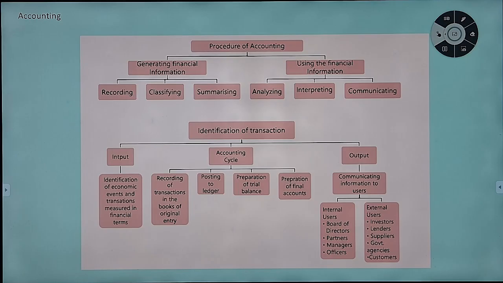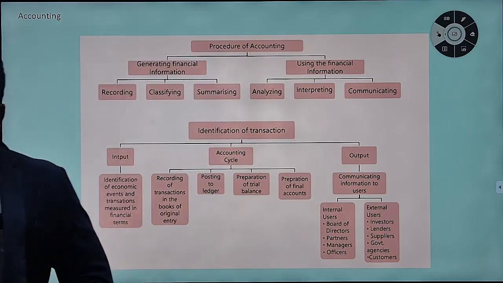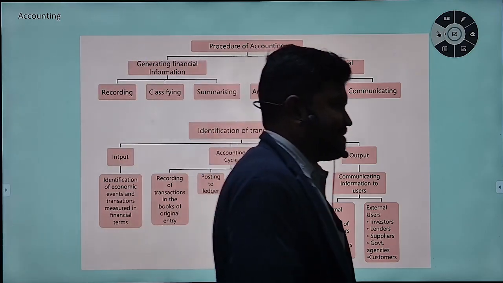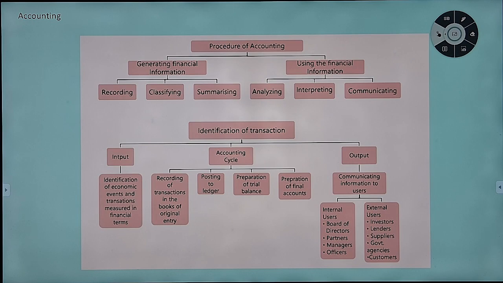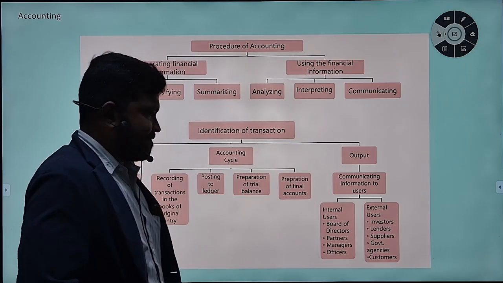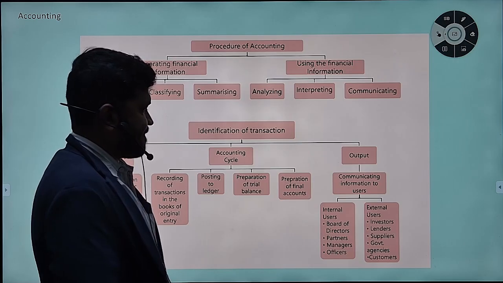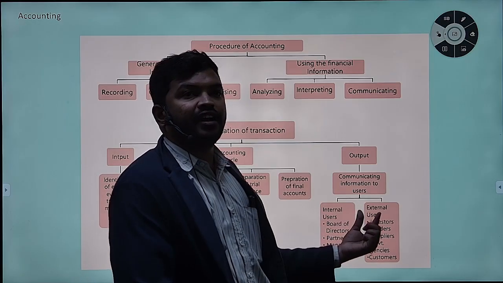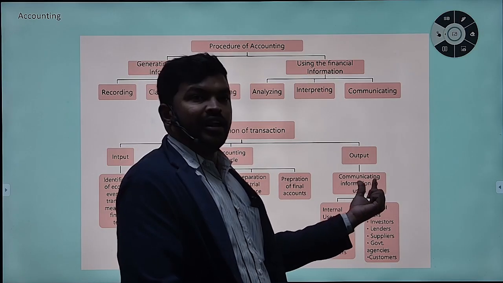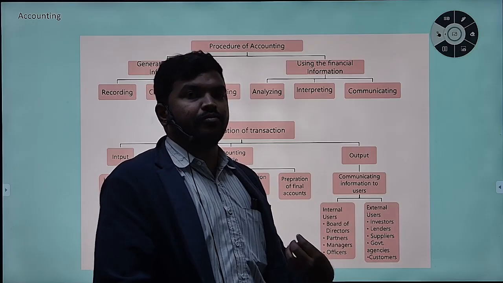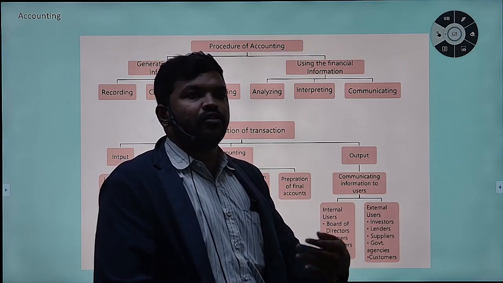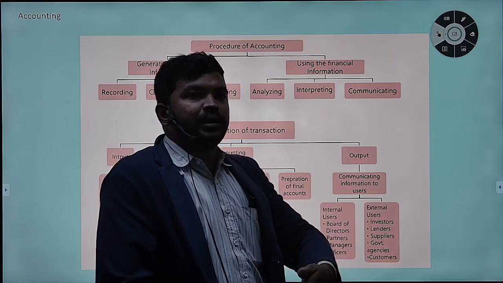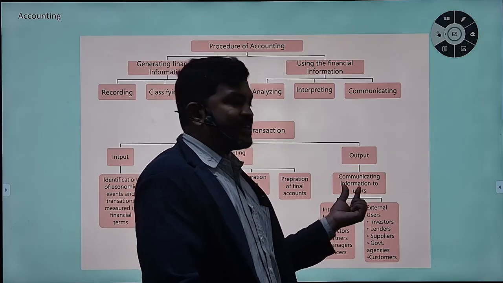But before that, tell me what is the output expected out of this accounting? Then we can understand the definition very clearly. What is the output? Using the financial information, investors need to use it, yes, communicating to users, that is the output. Basically consuming the financial information while deciding whether to invest in this company or not, whether to pull back your investment or to add more investment. That decision making depends upon consumption of this financial information.